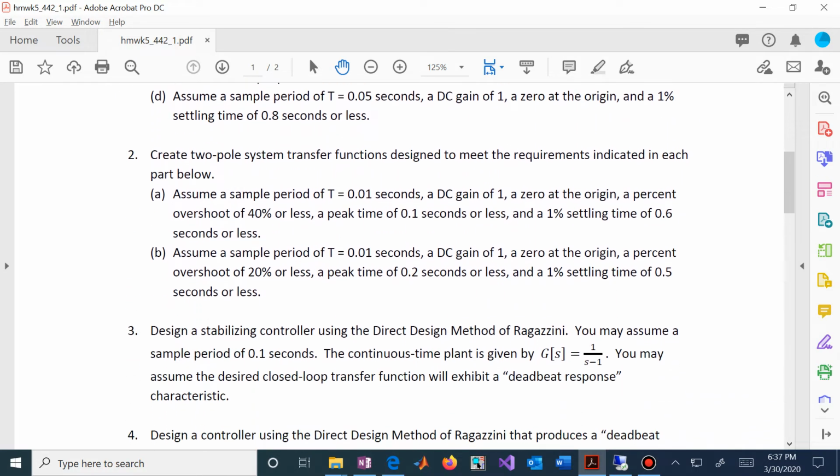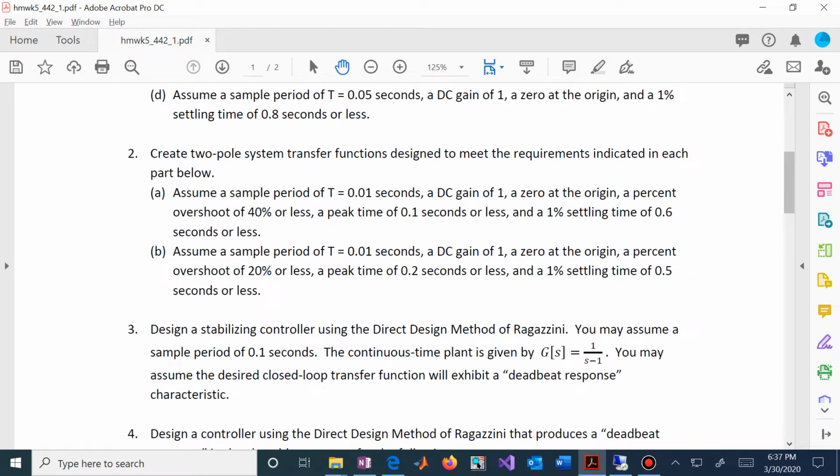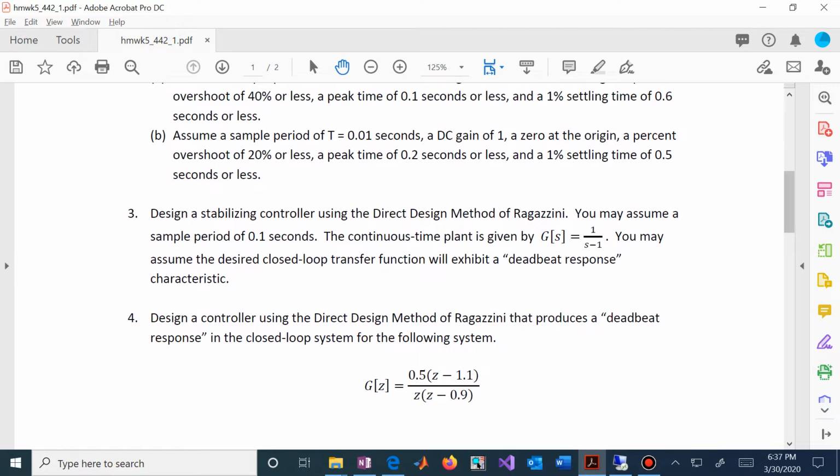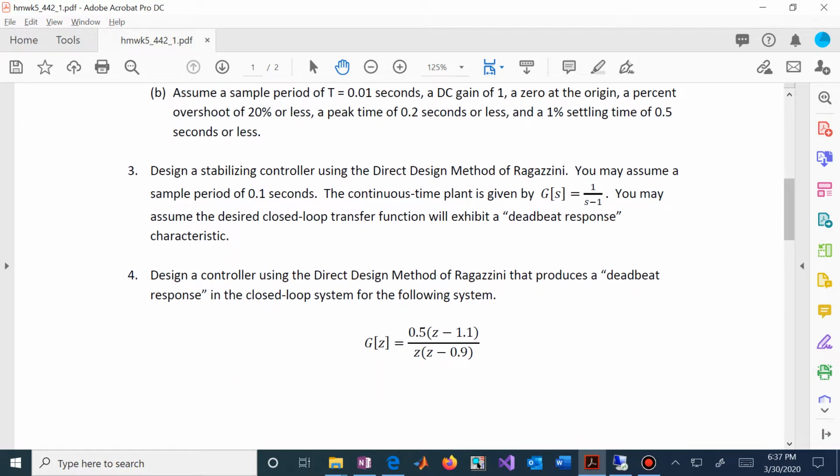And while we're here, problem 3 is designing a stabilizing controller. The system G of s has an unstable pole at s equal to +1, and you're also told you could design your closed-loop transfer function to exhibit deadbeat response. And remember, deadbeat response is you have all of your poles at z equal 0, or at the origin. And finally, problem 4 is design a Ragazzini controller to produce a deadbeat response.